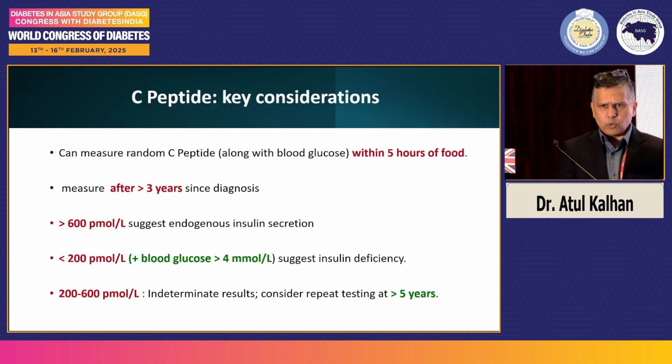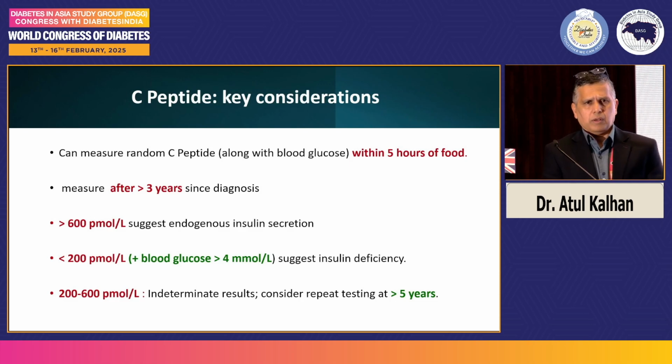As I said, it's not a theoretical exercise. C-peptide, as we all know, we can do a random measurement within 5 hours of food. We do ask for blood glucose monitoring along with it, because if somebody is having hypoglycemia, C-peptide may be spuriously low. So it's good practice to do a glucose level along with C-peptide measurement within 5 hours of taking food.